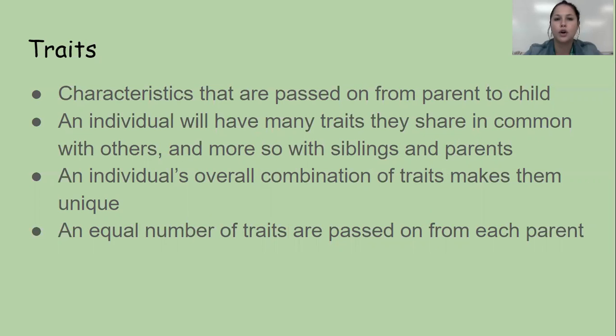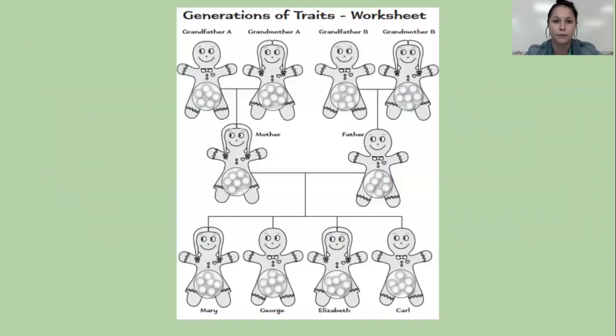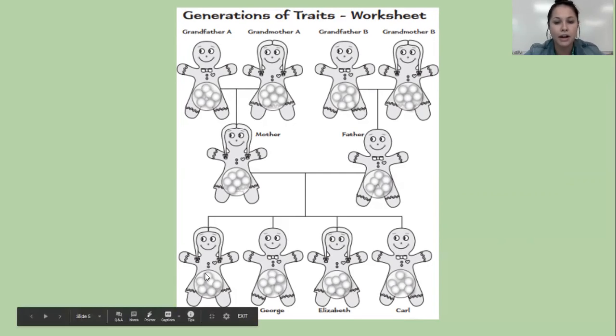So today we're going to do a quick little demonstration on how this works using gingerbread people. So here I have these gingerbread people. These are the grandparents, grandfather and grandmother A, grandfather and grandmother B. These are the parents, the mother and father. So we can see that the mother's parents were grandfather and grandmother A, and the father's parents were grandfather and grandmother B. Then the mother and father had 4 children. They had Mary, George, Elizabeth, and Carl.